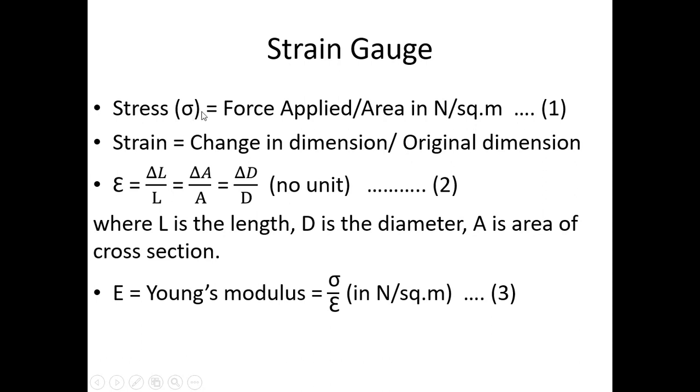So basically stress is indicated by sigma. It's nothing but the force applied in Newton per area. Okay, normally the unit is Newton per square meter. So the force applied divided by area is basically called the stress.